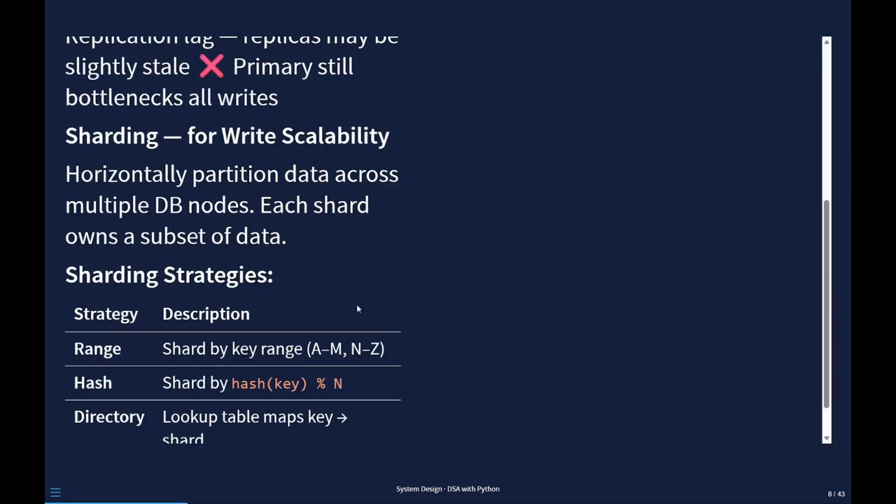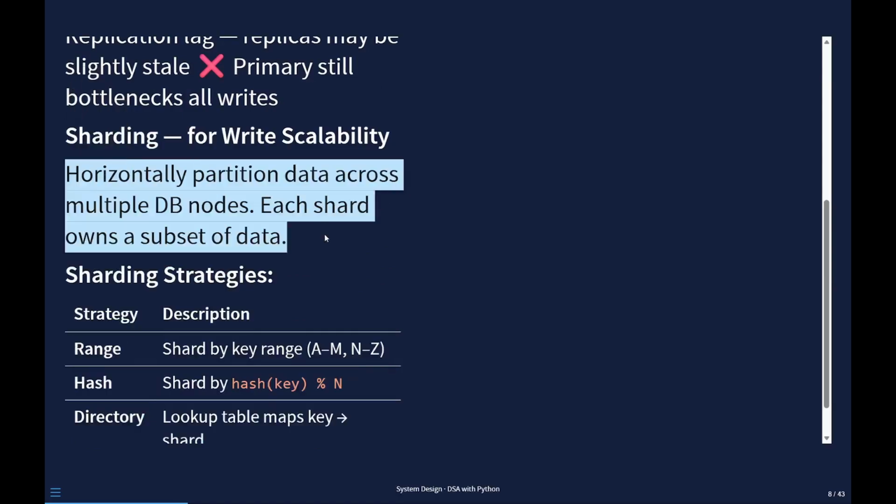Sharding solves the write bottleneck. Instead of one giant database, you horizontally partition your data across multiple database nodes called shards. Each shard independently owns a subset of the total data. Writes are distributed across all shards, not concentrated on one.